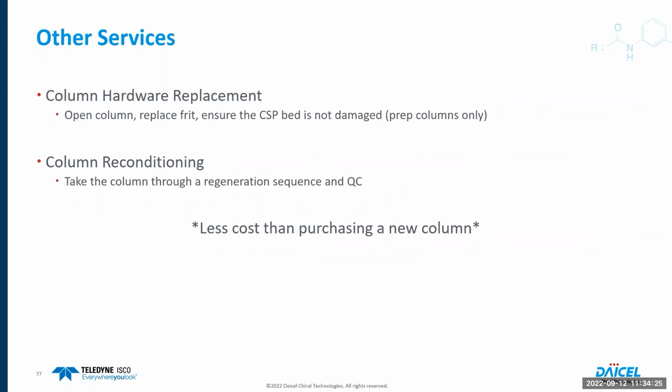And then some other services related to the prep columns. We've got column hardware replacement as well as column reconditioning. If you do find that your prep columns are no longer performing as well as they once did, we can take those columns back in-house and work on them a little bit and get you basically a brand new column for less than the cost of a new column. It allows us to take everything apart and clean everything up and put it back together for you.